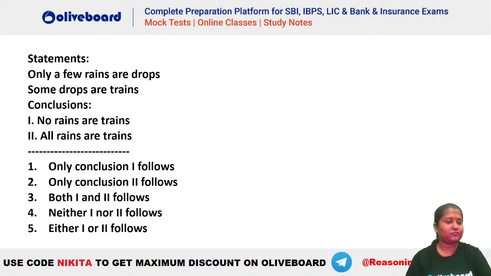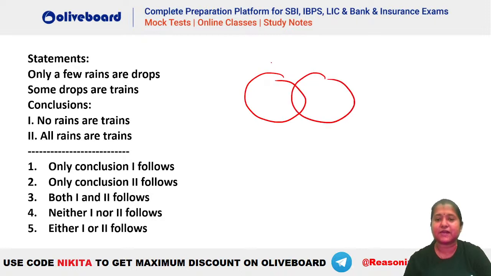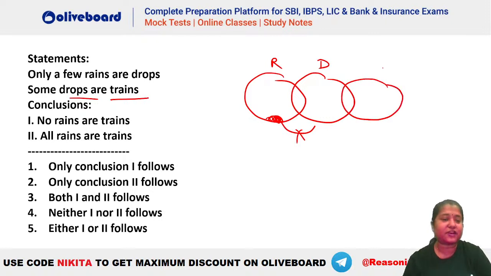ओनली अ फ्यू रेन्स आर ड्रॉप. Only a few rains are drops means some rains are drops and some rains are not drops. Only a few is a combination of some plus some not. Now some drops are train. So that means some drops are train will be like this.